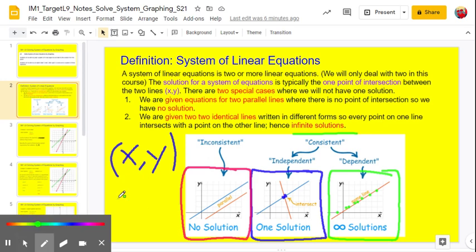Now, we're going to be learning how to solve these three different ways. We're going to learn how to solve it by graphing. We're going to learn how to solve them two ways by algebraic methods, one being a method called the substitution method and another method called elimination.